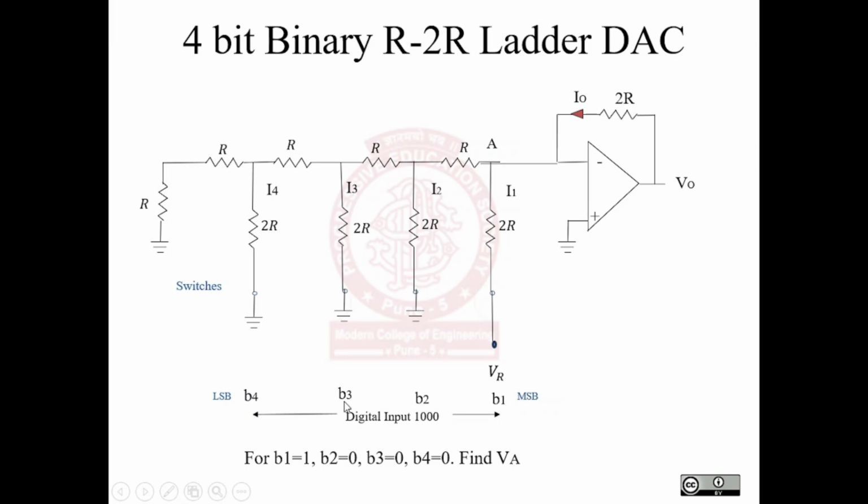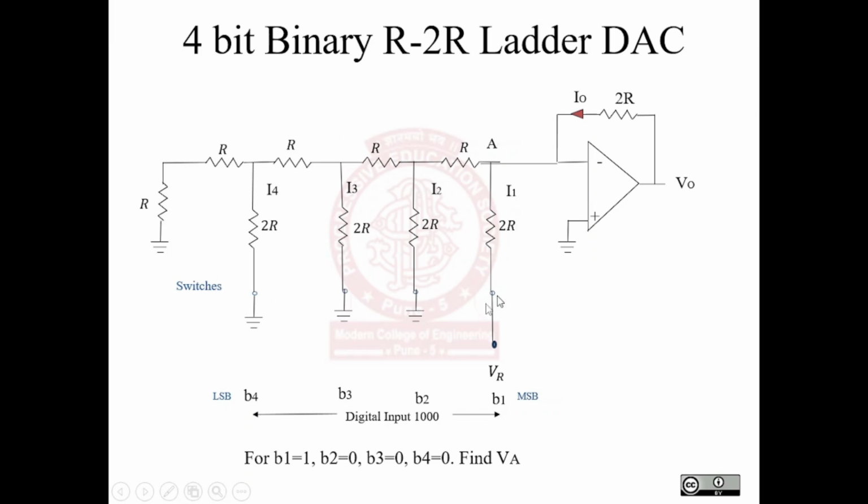B2 is 0, B3 is 0 and B4 is 0. So we will find out the voltage at this A terminal. For that, what we need to do is we have connected VR to only this B1 and the rest of the binary bits are connected to ground. So B2, B3 and B4 are 0.